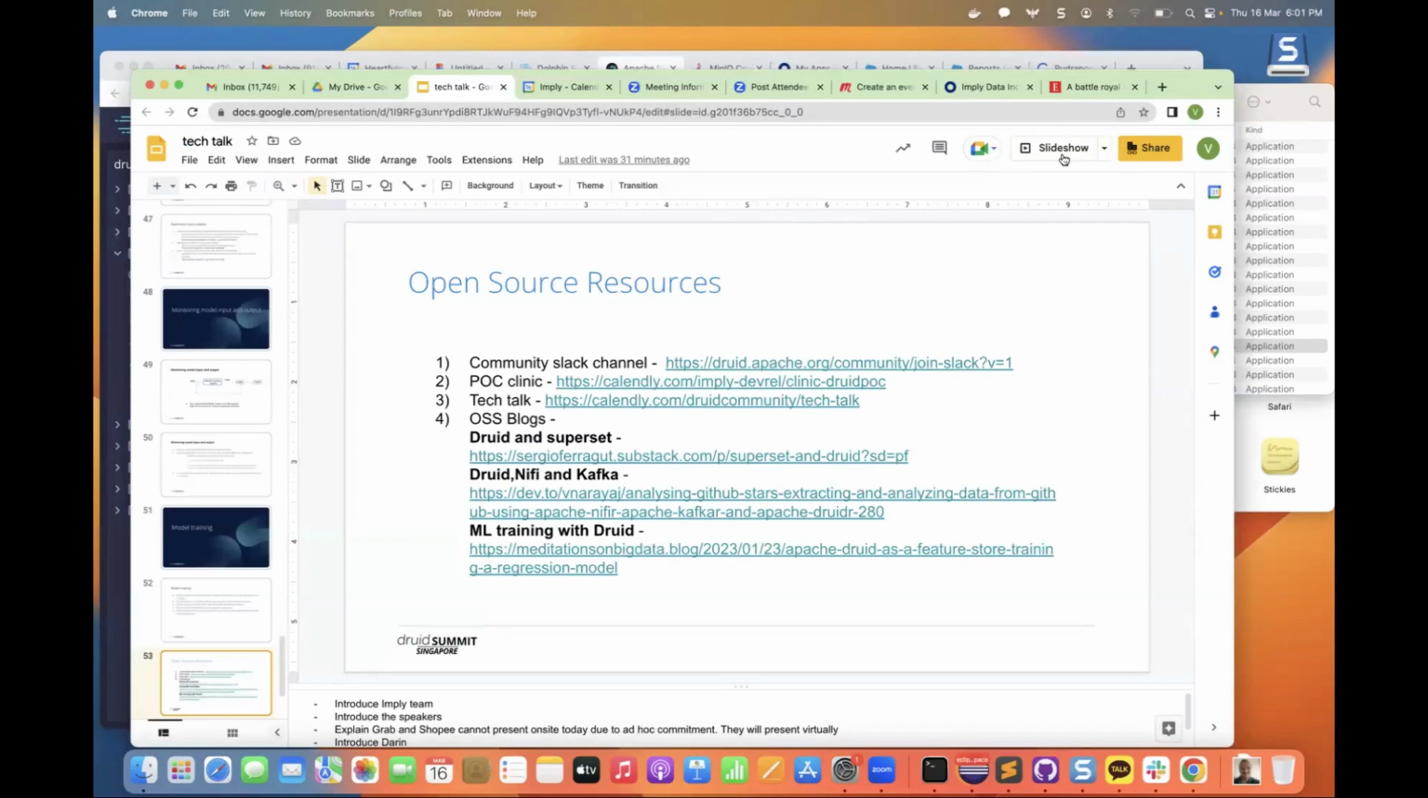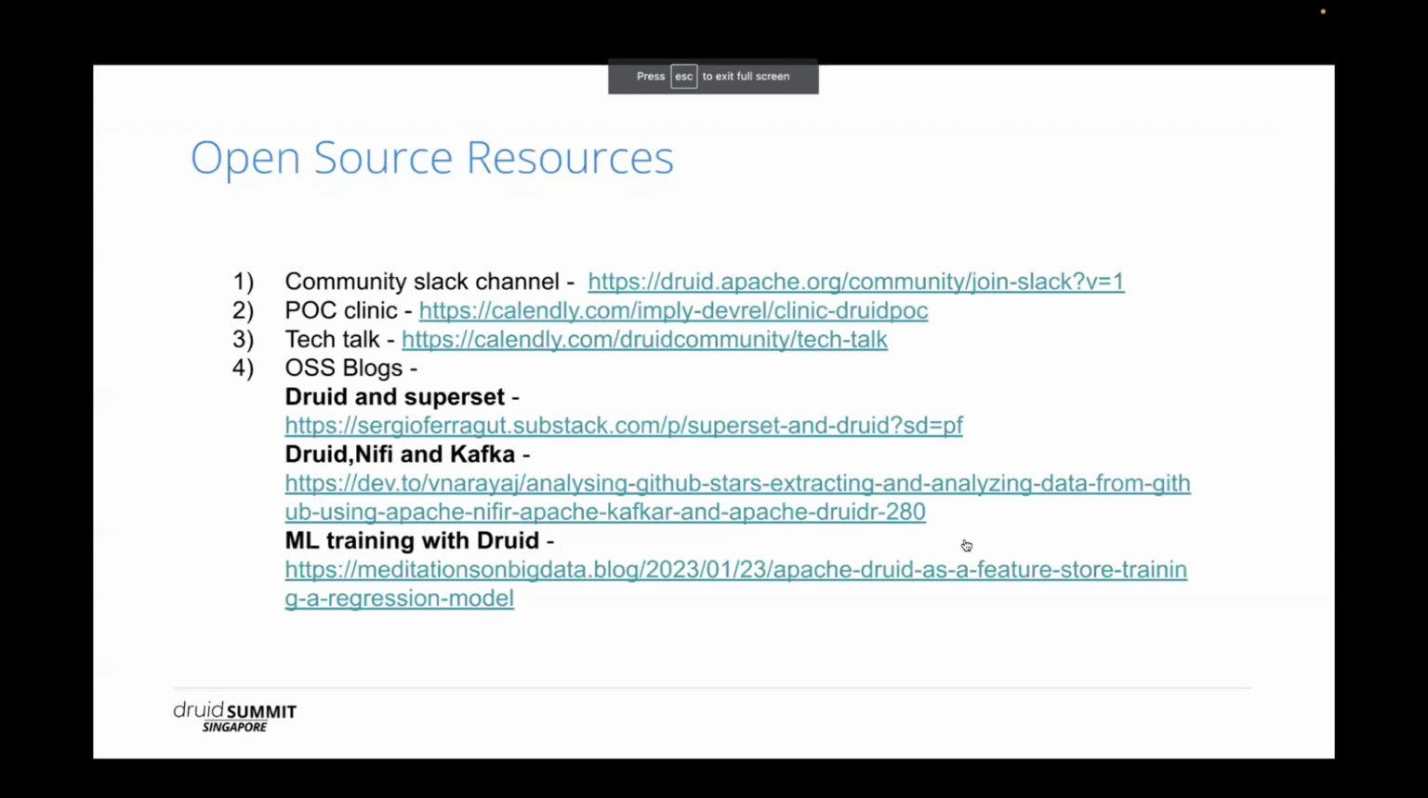Now, Druid, of course, is also an open source tool. So here are some of the resources. There's a community Slack channel. You can go join the Slack channel. Imply, of course, is the company that is commercially backing Druid, but Imply offers POC clinics to our open source users. These are not Imply product sessions. This is absolutely a Druid POC clinic. So if you are trying out open source Druid and want help, please do come to that POC clinic.